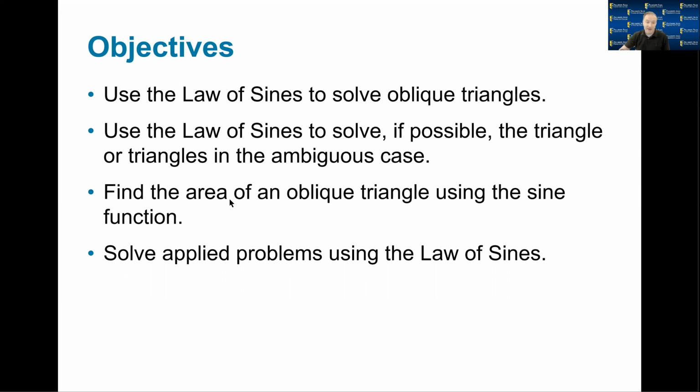And then find the area of oblique triangles. That's going to be really easy. Anytime you know two sides and the angle between them, it's just going to be 1/2 times the product of each side times the sine of that angle. We'll look at that in our formulas. And then solve applied problems using the law of sines.